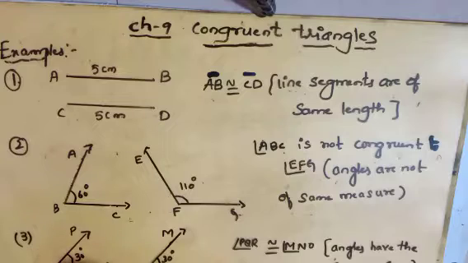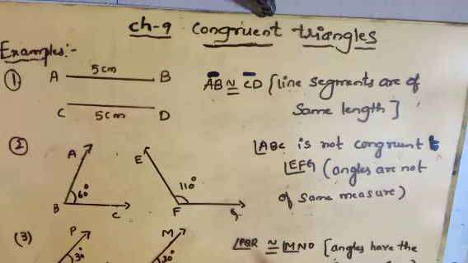See, again I have taken the example of angles only. Angle PQR is 30 degrees, angle MNO is 30 degrees. We can say both the angles are congruent to each other. How? Both the angles have the same measure. So we say that angle PQR is congruent to angle MNO.